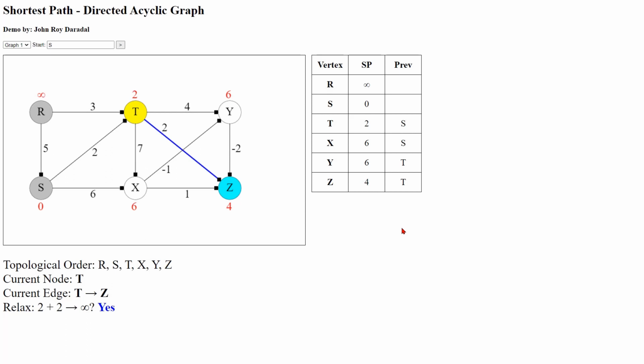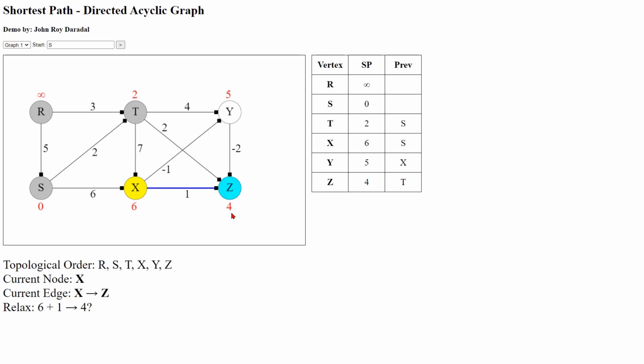Okay? After T, we will process node X. The edges going out from X would be X to Y. X to Y, this would be 6 plus negative 1. Is that better than 6? Well, it is because it becomes 5, right? So we'll update Y. This will become 5, and then the previous would become X, right? And then next, we have X to Z. So 6 plus 1 is 7. Is that better than 4?